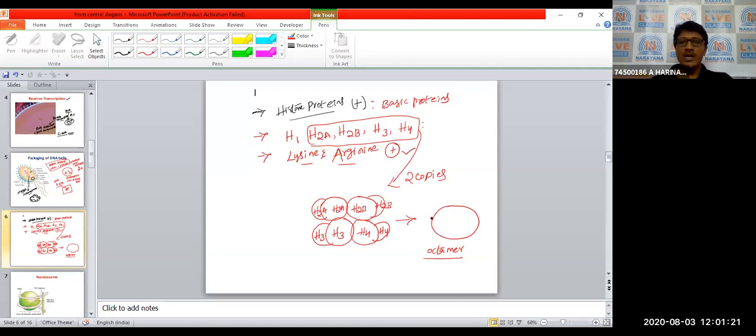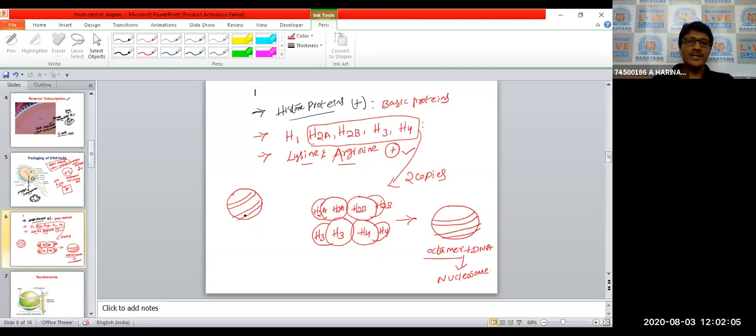Okay. So around the octamer, how many times is the DNA coiled? 2 times. So octamer plus DNA, what do we call that? Octamer plus DNA is called a nucleosome. This is very important. In the last KSET examination, what did they give? The octamer is present; around the octamer, the DNA is coiled how many times? 2 times.